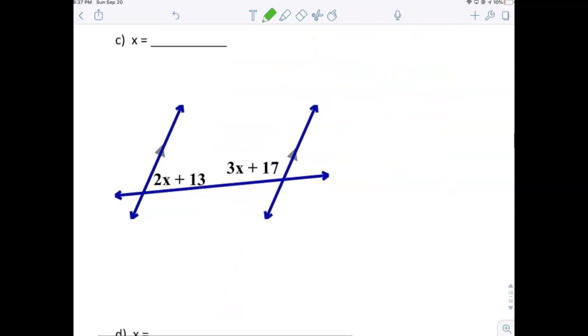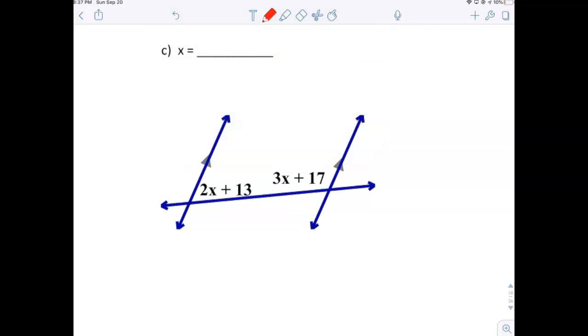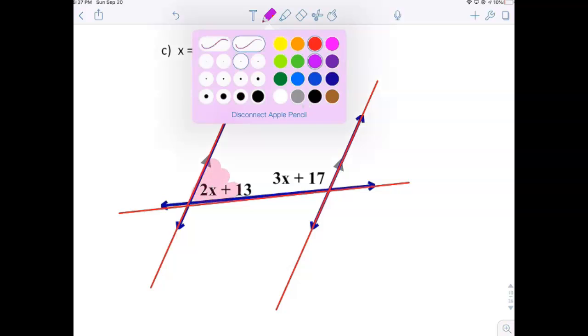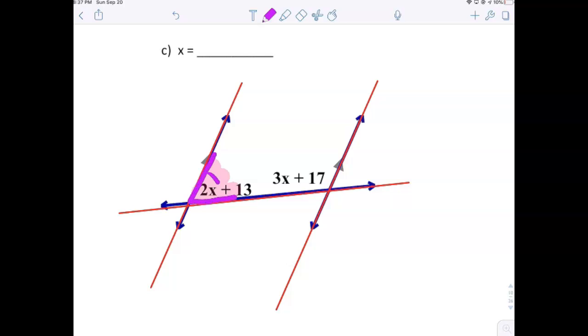Now the next one, those are same side interior angles. Parallel lines are vertical-ish again, and the transversal goes across somewhat horizontally. So I have this angle in here that's labeled 2x plus 13, and then I have this angle here that's labeled 3x plus 17, and they do not look like they're the same size. You can tell that this one is an acute angle, less than 90. This one is an obtuse angle, it's greater than 90. So they cannot be the same.